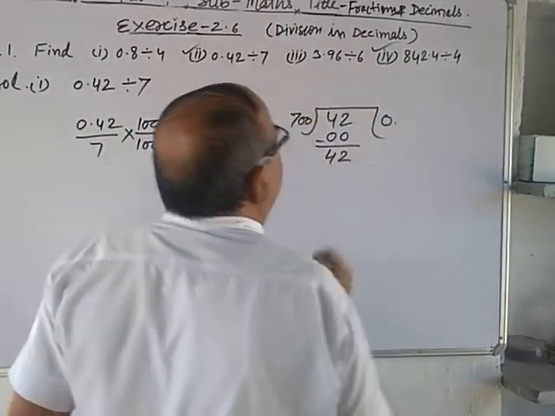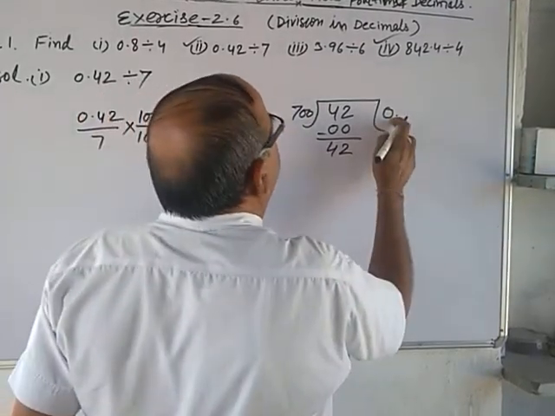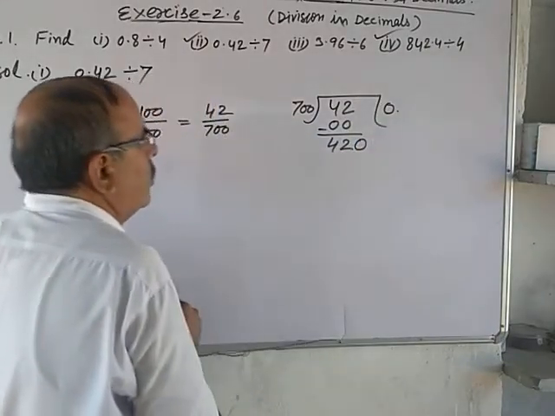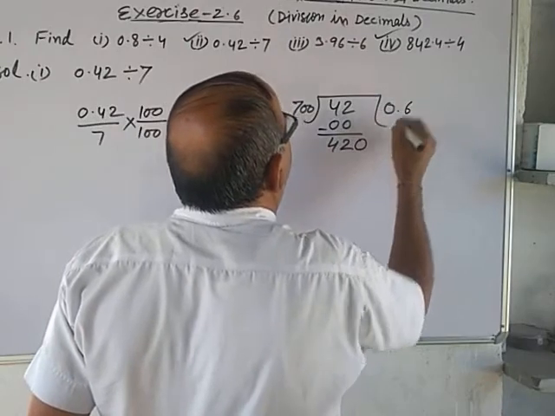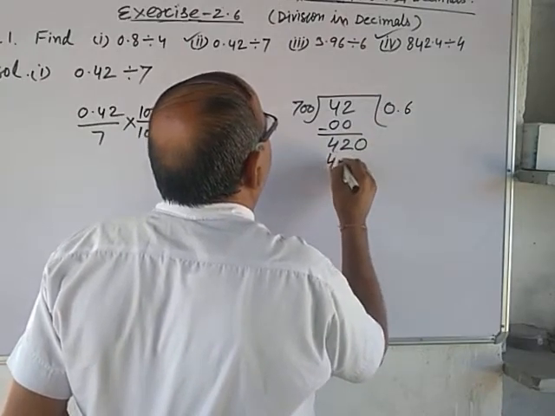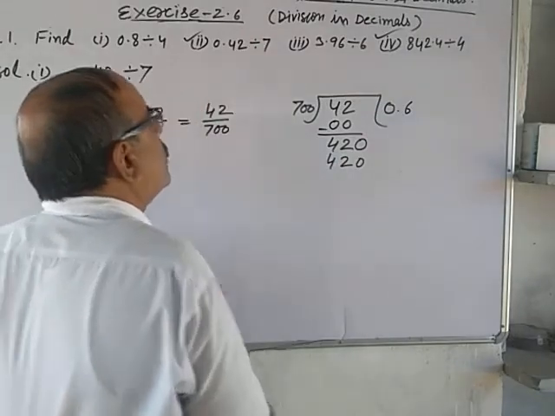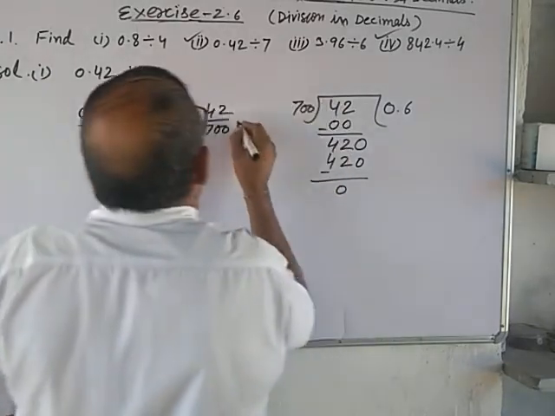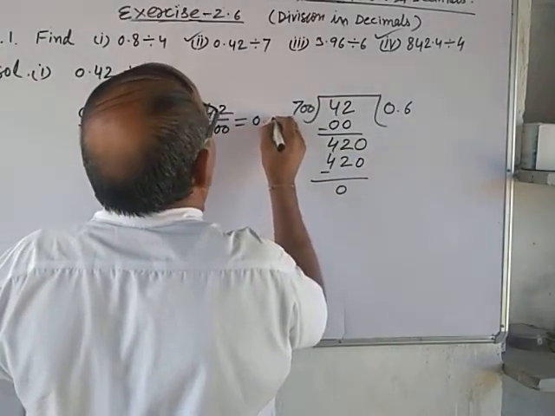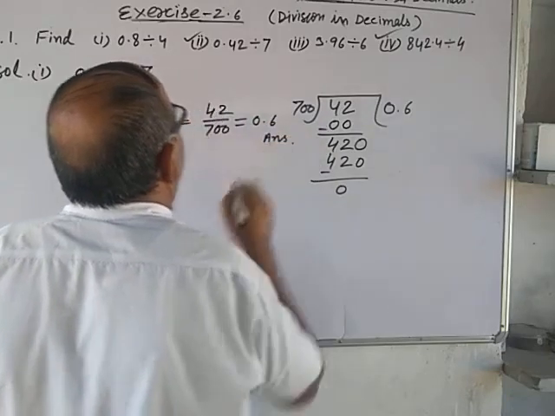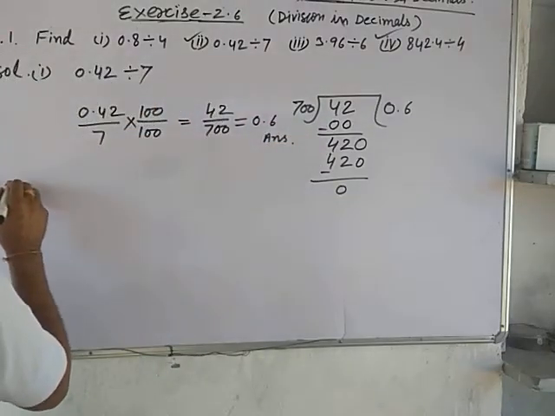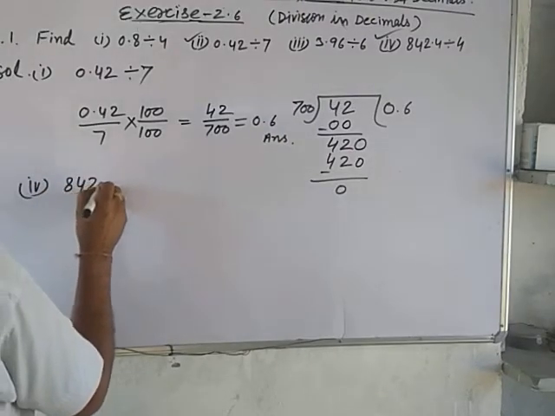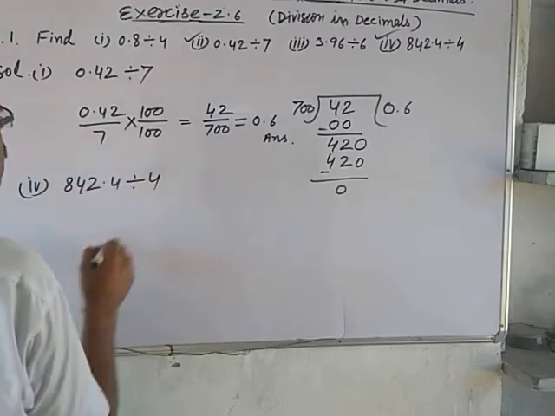Put the decimal point and carry 0. 7 6s are 42. 7 6s are 42. The result is 0.6, answer. And the solution of part 4: 842.4 divided by 4.